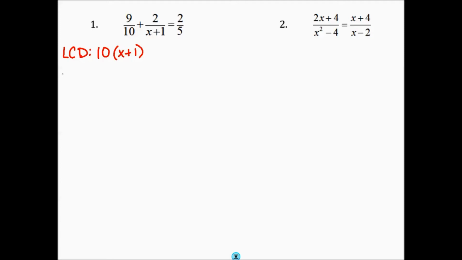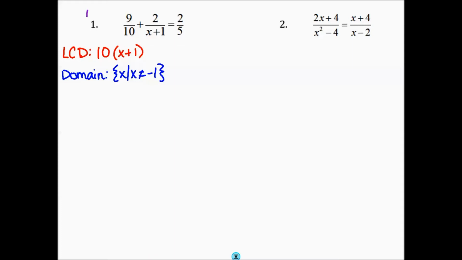Then we need to find the domain. And we'll do this just like we did in previous tutorials, where you set the LCD equal to 0 and solve for x. So if we set x plus 1 equal to 0 and solve, we end up with x cannot equal -1. So now, step 3 is to multiply every term of this equation by the LCD.